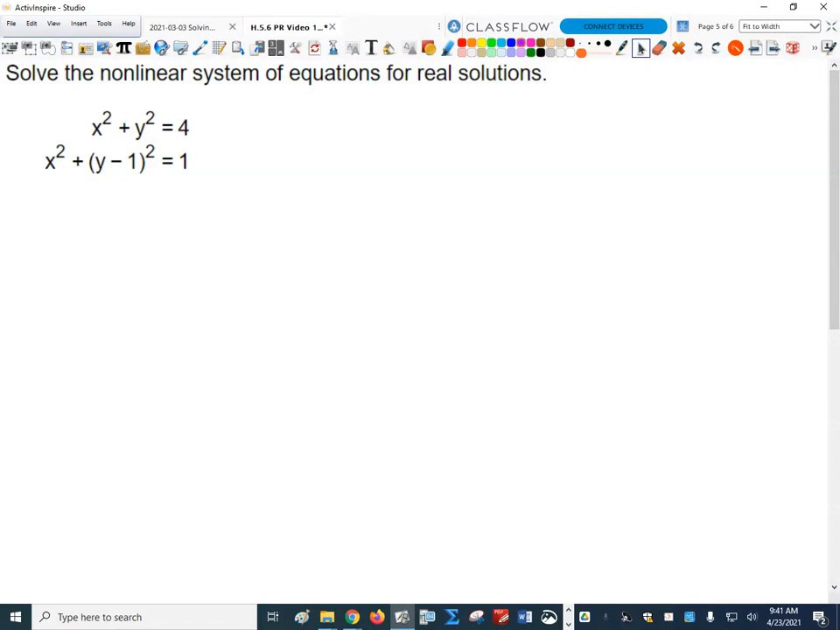One thing you notice that I want you guys to see is that I've got an x squared term there and an x squared term there. So if I want to make a substitution, I don't have to solve for x, do I? Right? I could substitute directly for x squared. Do you see the shortcut? So in this top one, if I solve for x squared, I'm just going to get 4 minus y squared, which I could plug in right there, couldn't I?